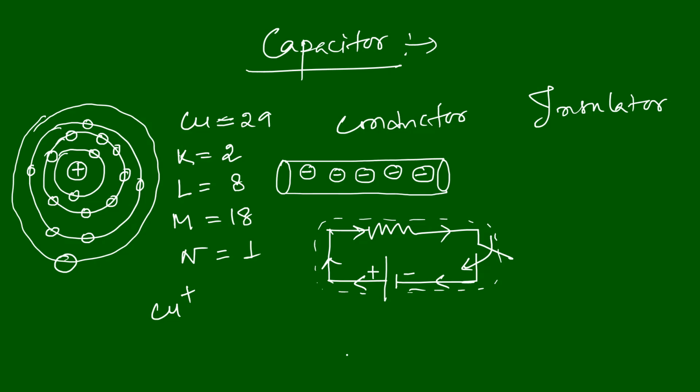Now in the case of silver, the number of free electrons is greater than that of copper. So we can say that silver is obviously a better conductor than copper, right? Now in the case of an insulator, what happens?